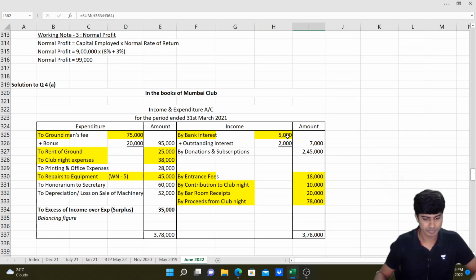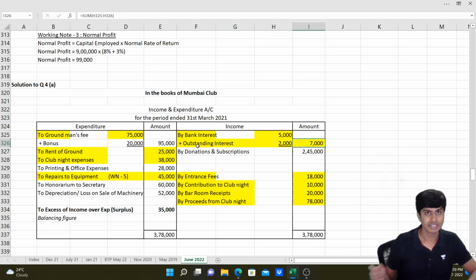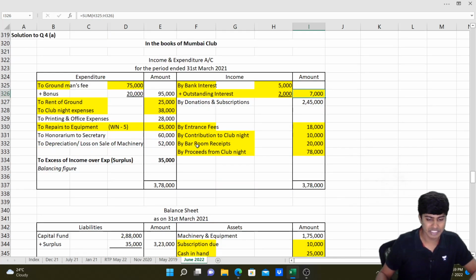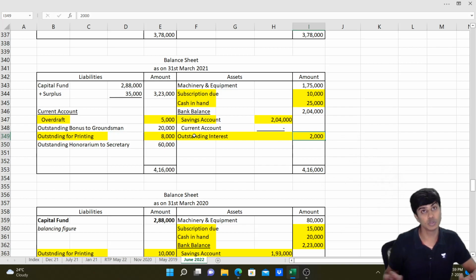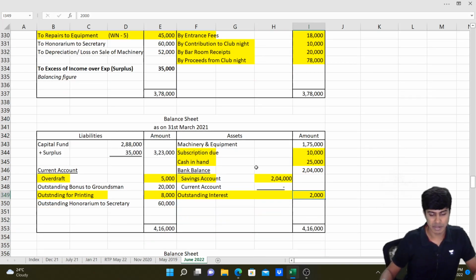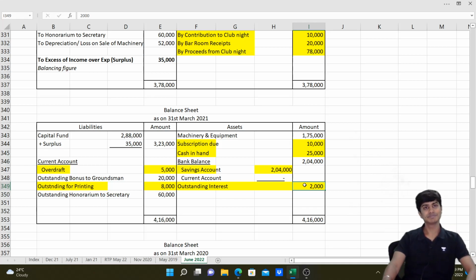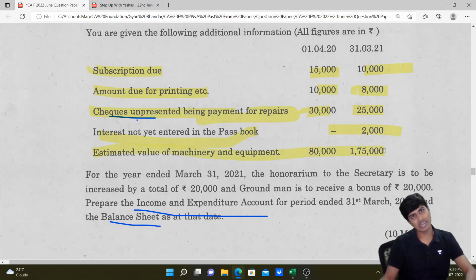Have a look. Outstanding interest. Moreover, it should not be included in our cash book because it's not yet received. So I'll write here outstanding interest 2,000. It will become income. Then it will become an asset in the balance sheet. See, outstanding interest, asset in balance sheet 2,000. Closing. So this interest income will become 5 plus 2, 7, and balance sheet asset 2,000 rupees. Interest is also adjusted.